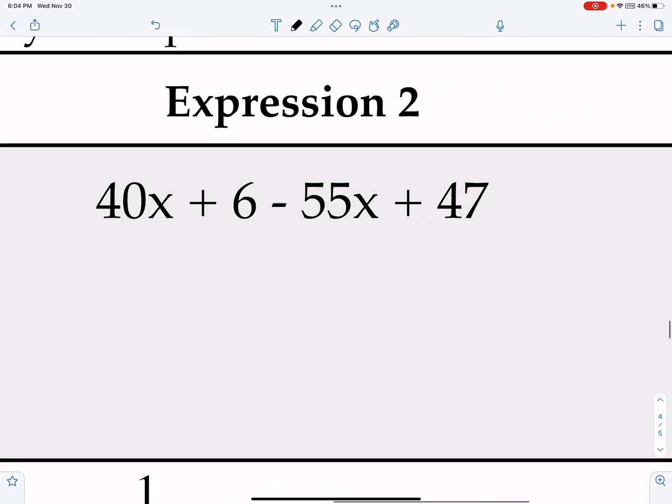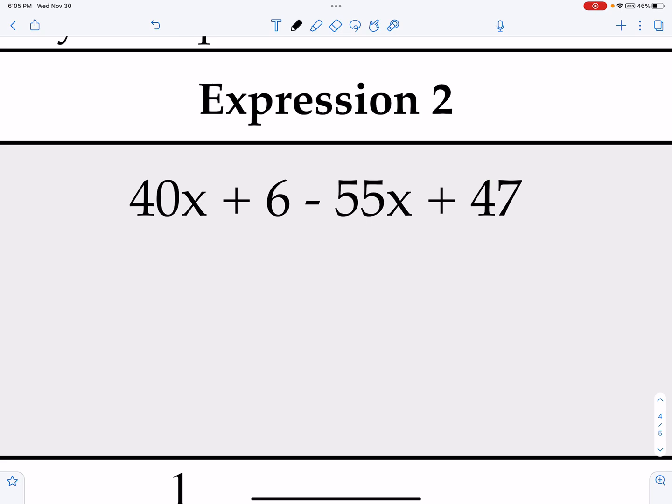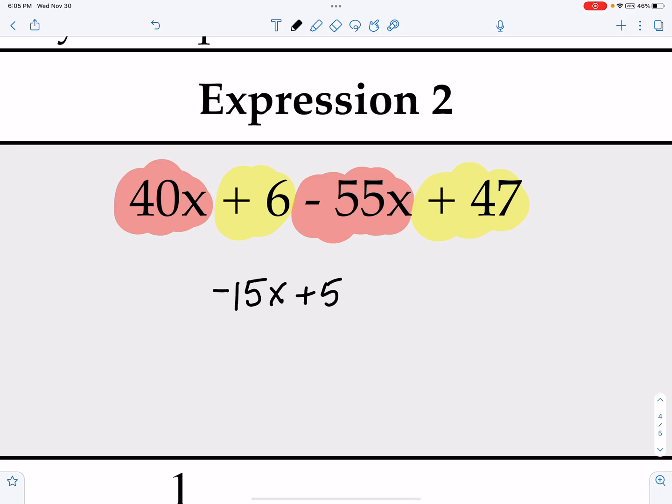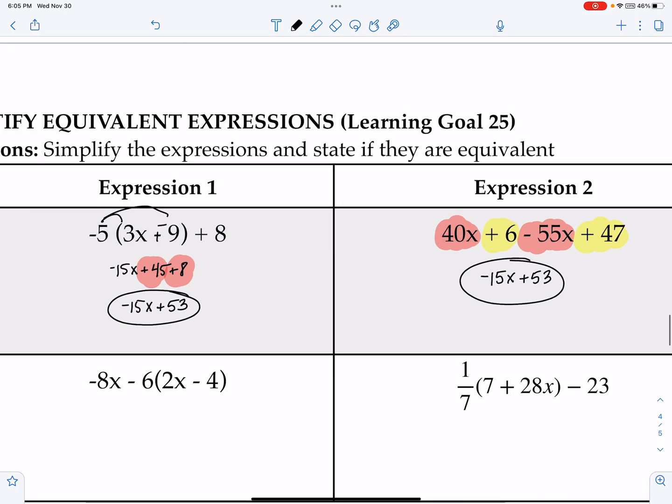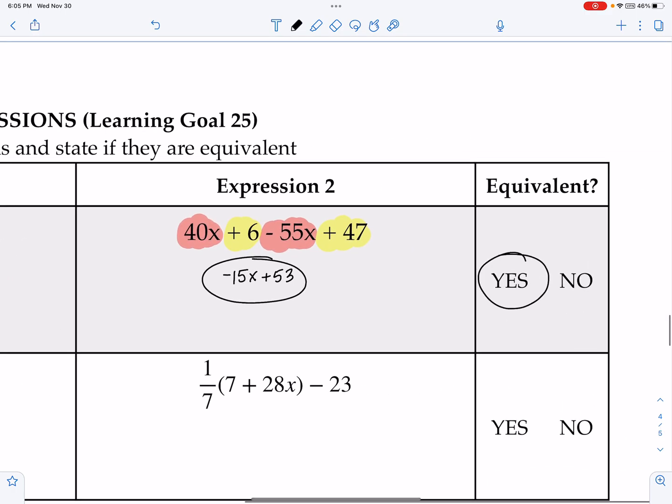Let's go ahead and check out expression 2. Highlight our like terms. So here's our x club, negative x club, constant club, constant club. Combining like terms, I end up with a negative 15x plus 53. All right, looking at both those to compare, they are equivalent, so we're circling yes.